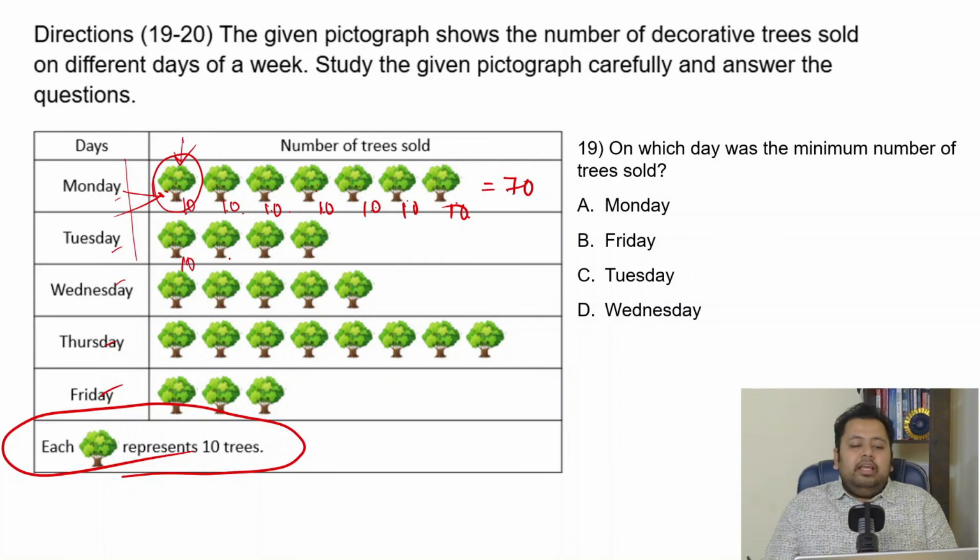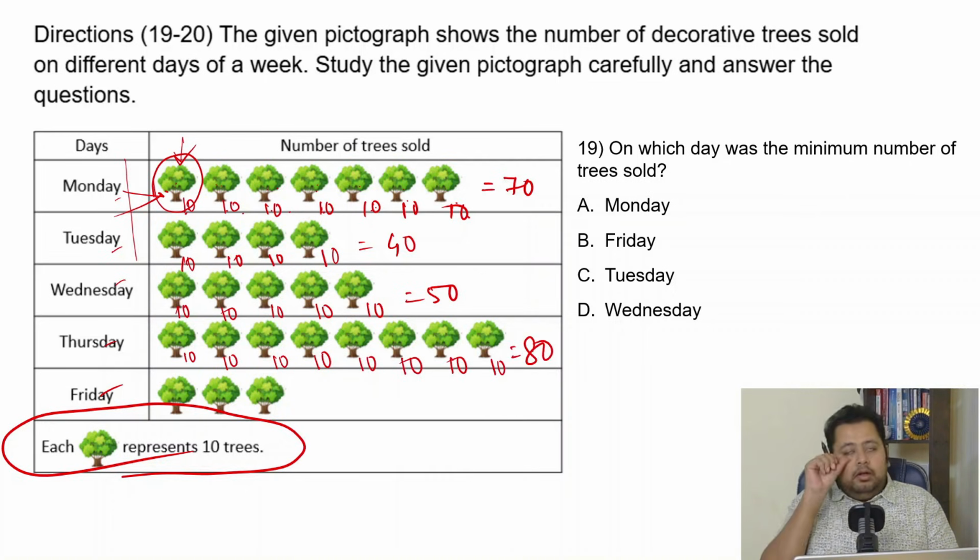On Tuesday, again 10 plus 10 is 20, plus 10 is 30, plus 10 is 40. 40 trees were sold on Tuesday. On Wednesday, 10 plus 10 is 20, plus 10 is 30, plus 10 is 40, plus 10 is 50. 50 trees were sold. On Thursday, 10 plus 10 is 20, plus 10 is 30, plus 10 is 40, plus 10 is 50, plus 10 is 60, plus 10 is 70, plus 10 is 80.